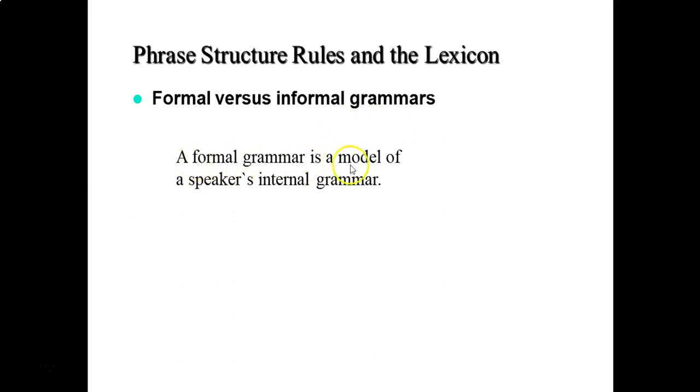We come to phrase structure rules and the lexicon. We talk about formal versus informal grammars. So after we analyze the three diagrams, whether those analyses belong to formal or informal grammars. Let's see the definition of the two. Formal grammar is a model of a speaker's internal grammar that we call formal grammar. So what we have done so far to analyze NP and VP belongs to the formal grammar.